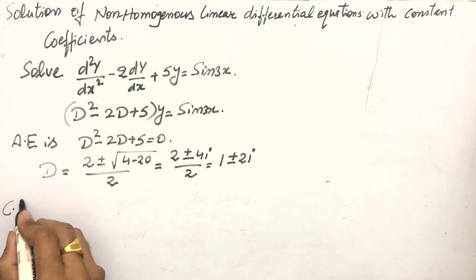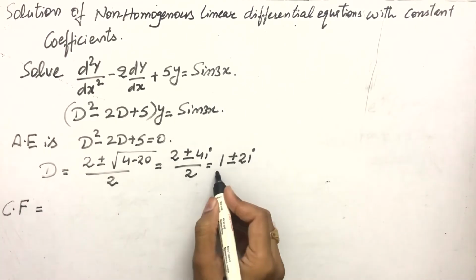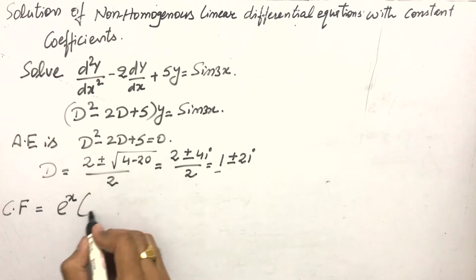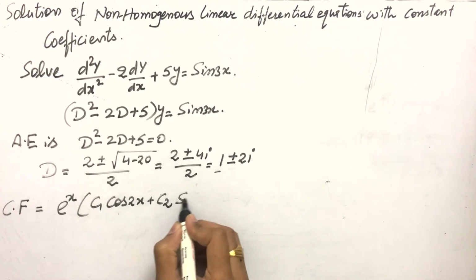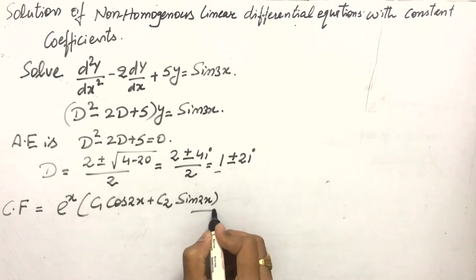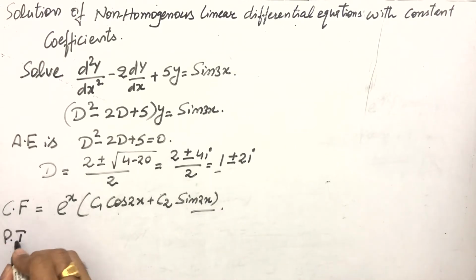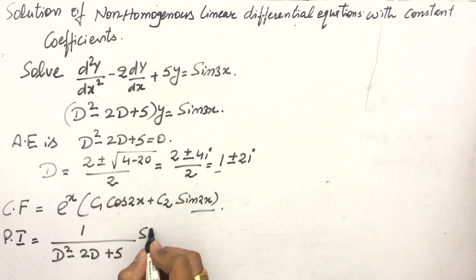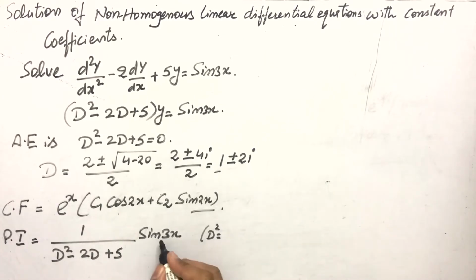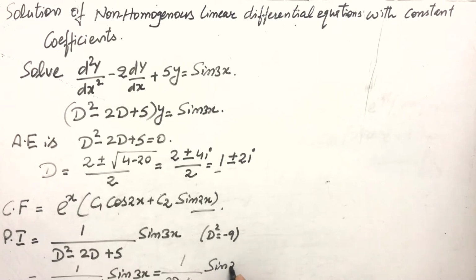And very easily we can write the complementary function here. Real part is 1, e power x, c1 cos 2x plus c2 sine 2x. So this is an easy one. Now the main thing is the particular integral, and here we have 1 upon D squared minus 2D plus 5 times sine 3x. So using the formula, we put D squared as minus 3 squared, that is minus 9. So it becomes minus 4 sine of 3x.